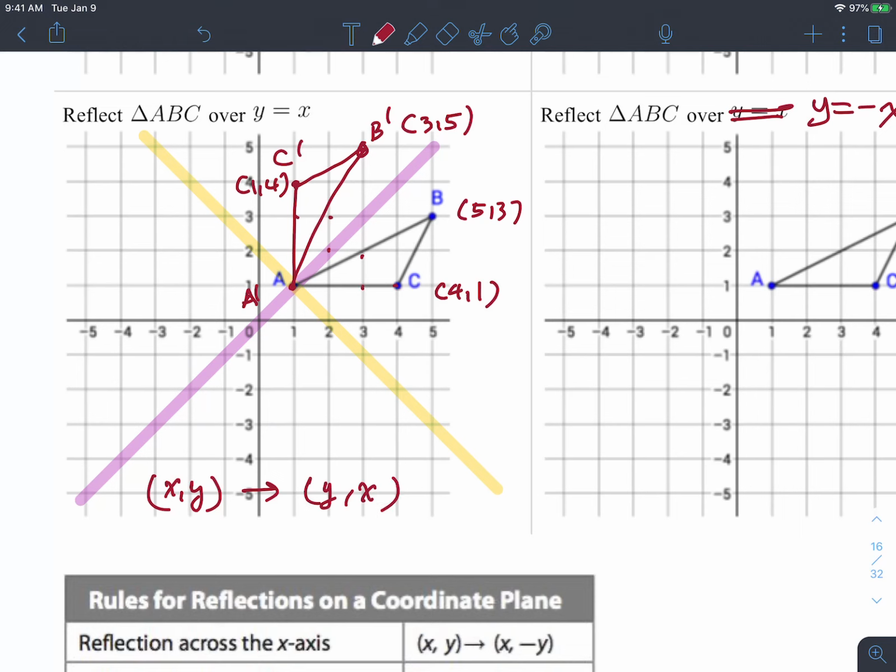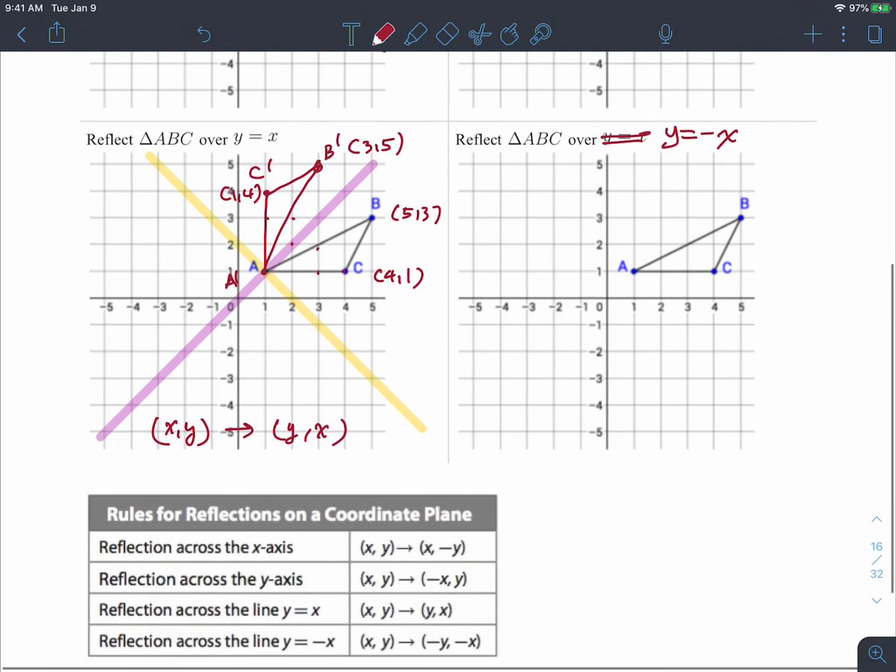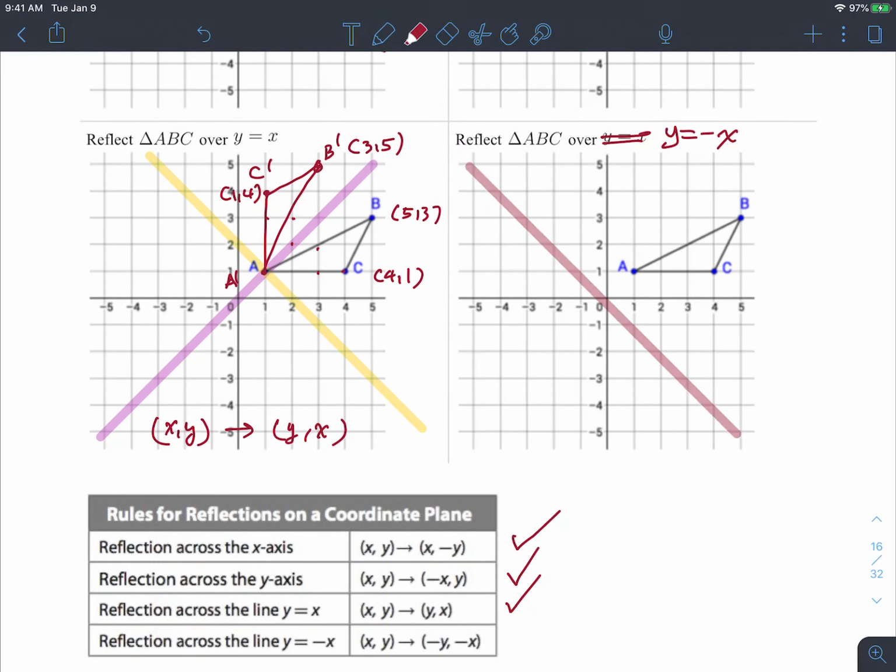When you swap it, you know it is reflected across y = x. Is that what the rule says? Yes, it does. Great. Now, we're reflecting across what? y = -x. So that's my line of reflection or line of symmetry. Okay, guys? And let me put that right there.